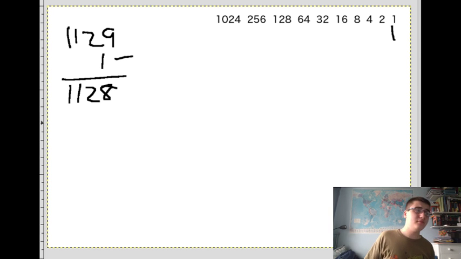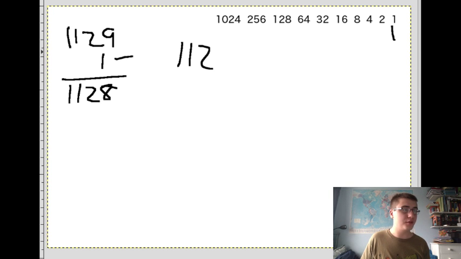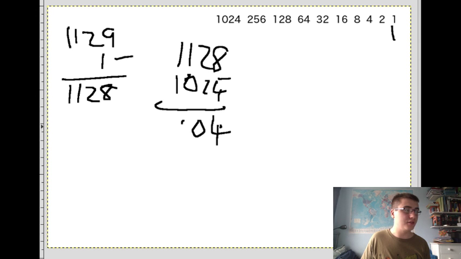Okay, next, the largest number in the sequence that would fit into the 1128 is 1024, so therefore we'll do 1128 minus 1024. That leaves us with 104. So therefore we can put a line underneath 1024 and move on.